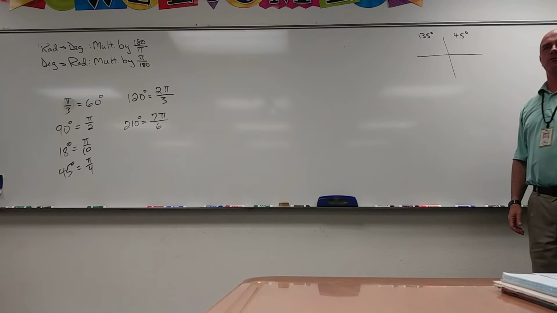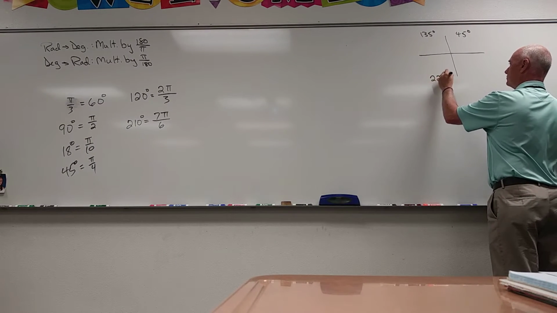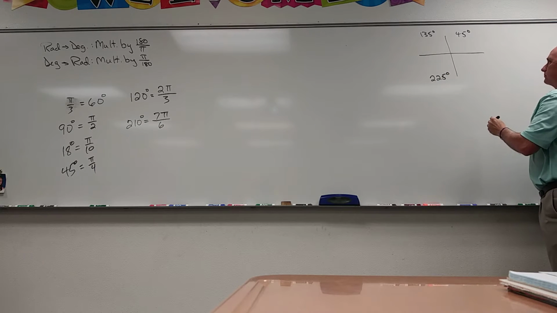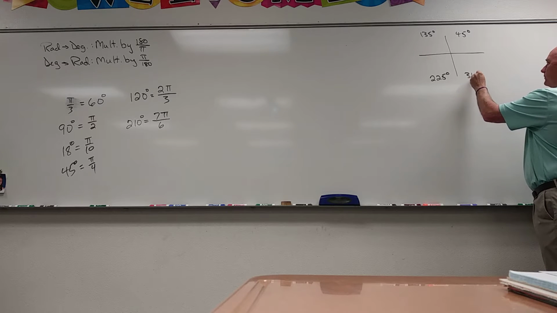What's the angle for 45 degrees in the third quadrant? 225 degrees. And what about in the fourth quadrant? 360 minus 45, which is 315.